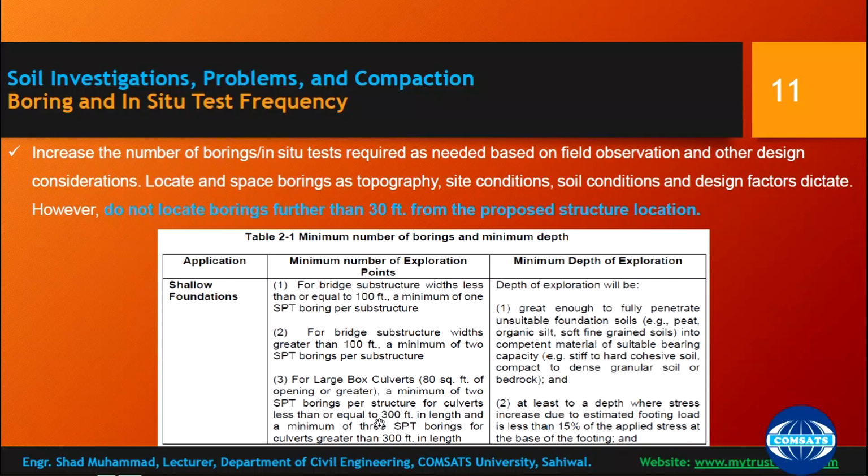And for culverts less than or equal to 300 feet in length, a minimum of 3 SPT borings for culverts greater than 300 feet in length. So if the area is 80 square feet or greater, a minimum of 2 SPTs need to be conducted if the length of the culvert is up to 300 feet, and a minimum of 3 SPT borings need to be conducted when the area is 80 square feet or more and the length is greater than 300 feet.